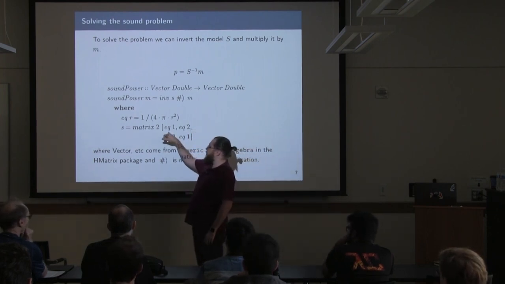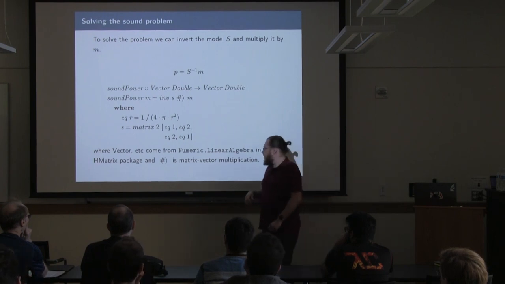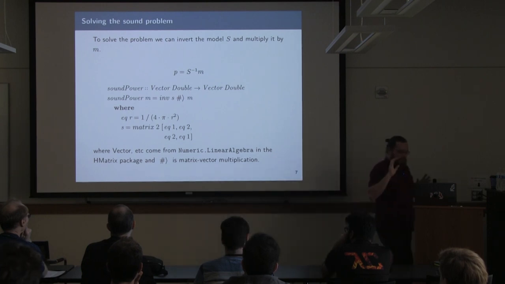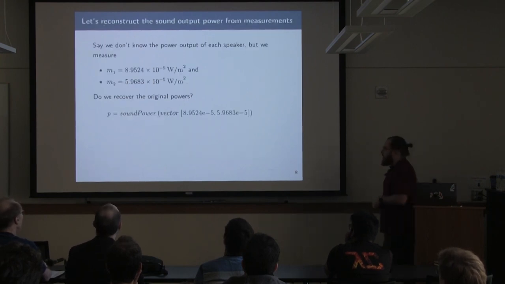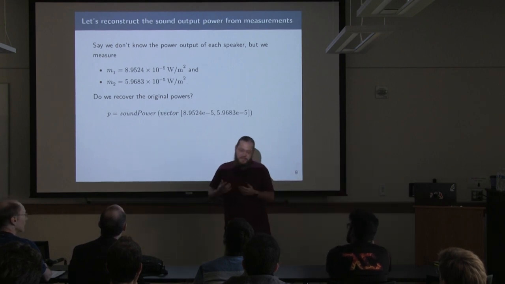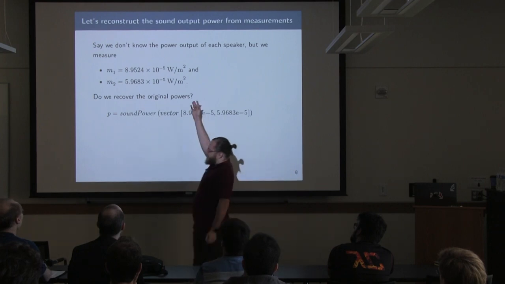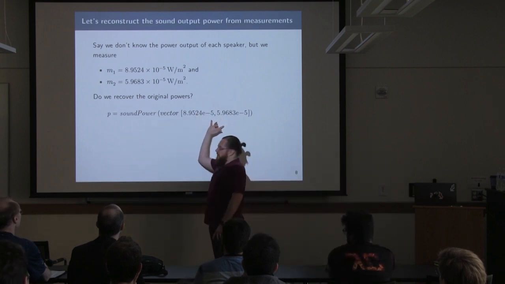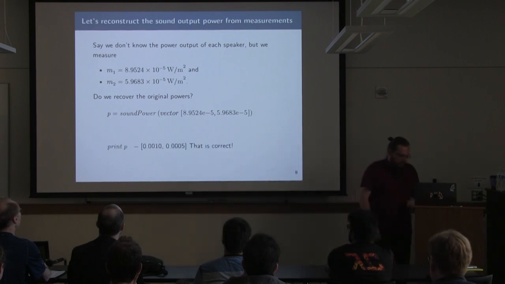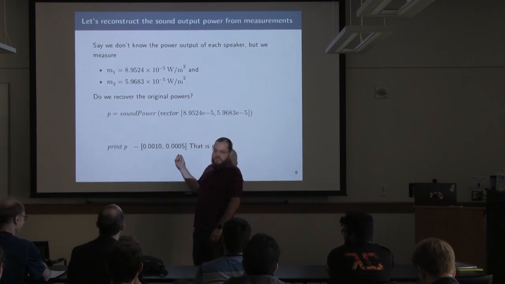So we have a 2x2 matrix with our equation for how sound propagates, and the different elements depend on how far any person is from a given speaker. All the actual functions that do the linear algebra are from hmatrix, which we'll be using heavily in this talk. Say Alice and Bob measure two powers. You could measure them in dB, but we're going to measure them in watts per meter squared so I don't have to deal with the log. They measure this ungodly long number of watts per meter squared, and they want to reconstruct how much power was being output by the speakers. So you make a vector with the two elements you measured, put it through soundPower, and then voila, if you print it, you get out that one of the speakers was outputting at 10 milliwatts, and the other one at 5 milliwatts.